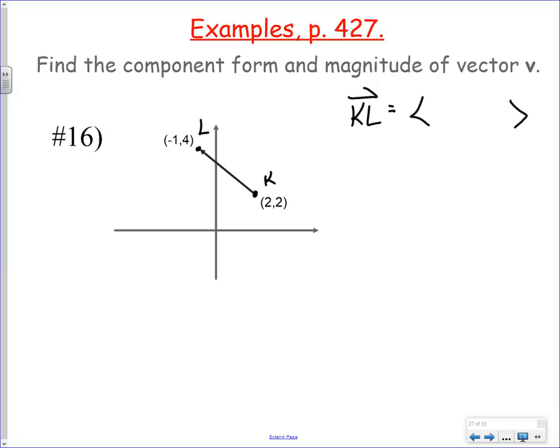There's only one right way to subtract. Are we doing L's x and y minus K's x and y, or the other way around, K's x and y minus L's x and y? Because this is our final, and this is our initial, if that helps. So we have to subtract. So what do you guys got?